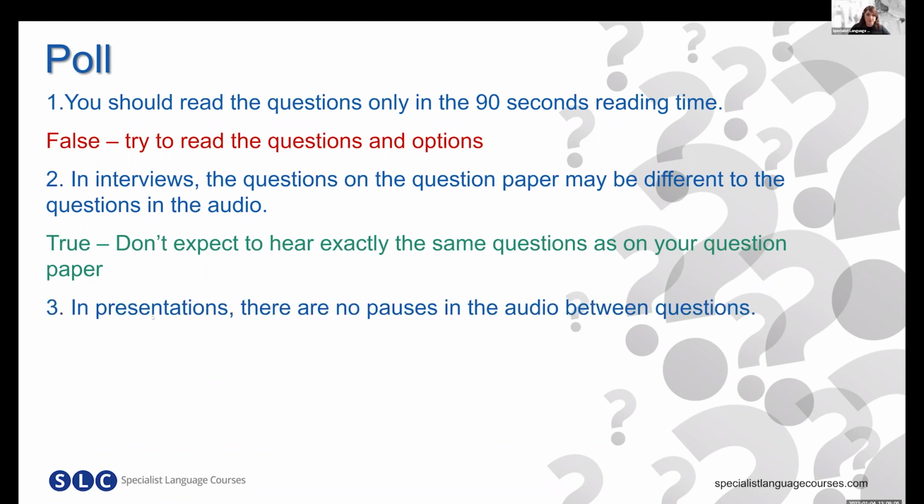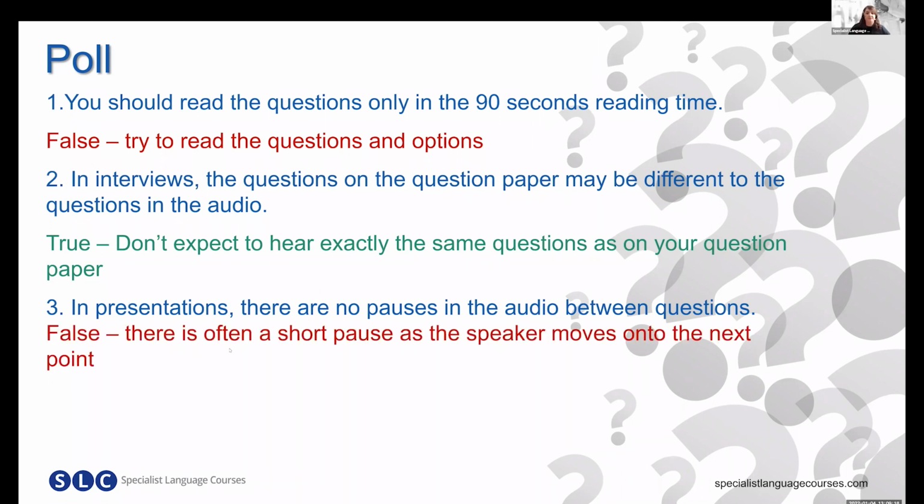Question 3, in presentations, there are no pauses in the audio. I noticed a few of you put true for this. If you have OET C listening experience, it may feel like there are no pauses, but it is false. There is often a short pause. It's not a long pause. It will not be a really long few seconds, but there should be a short natural pause between questions as the speaker moves on to the next topic.